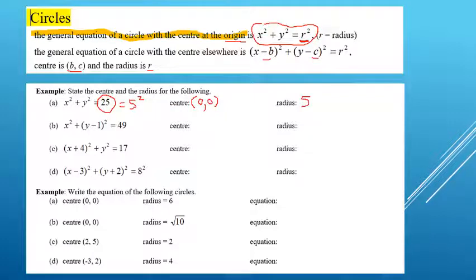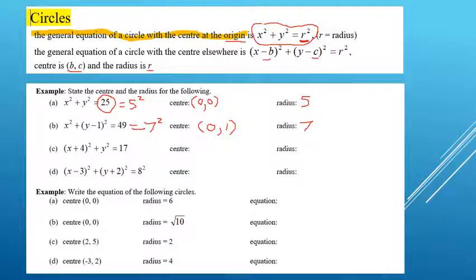If we go to the next one, we can see the x of the centre hasn't moved left or right, so it's still 0, but the y coordinate, because it's inside the bracket with the y, if it's negative 1, it means it's actually moved up 1. So the centre of this circle is 0, positive 1, and we recognise 49 as 7 squared, so the radius of the circle is 7.